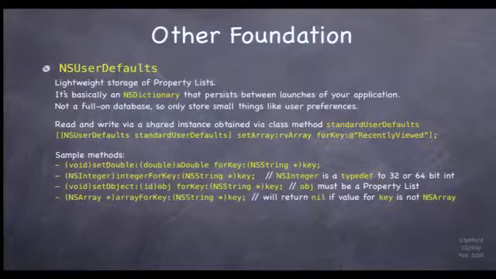Array for key is a little different than just getting an object for key, because if the object that's in the user defaults for that key is not an array, this will return nil. So that's a subtle difference from just saying object for key.